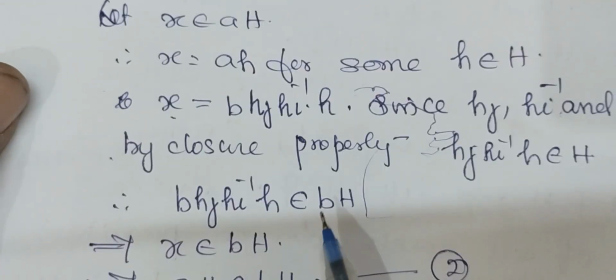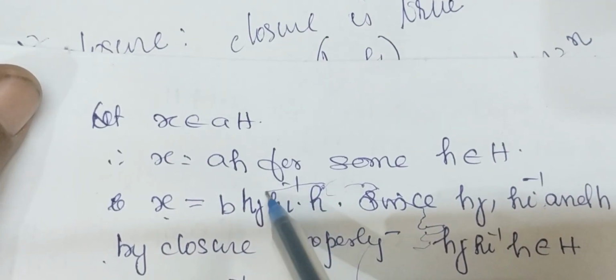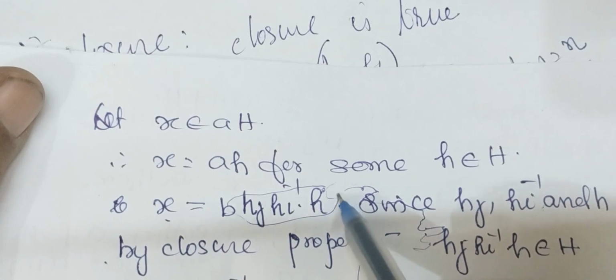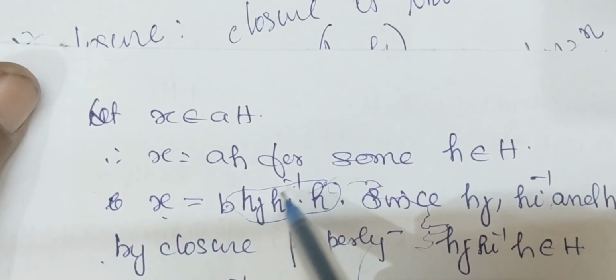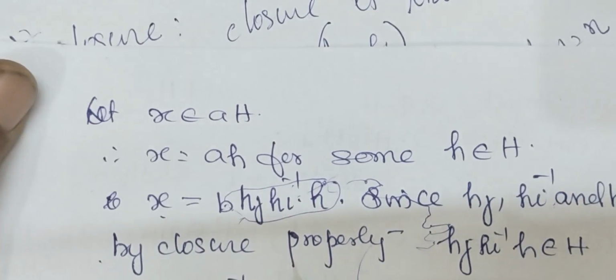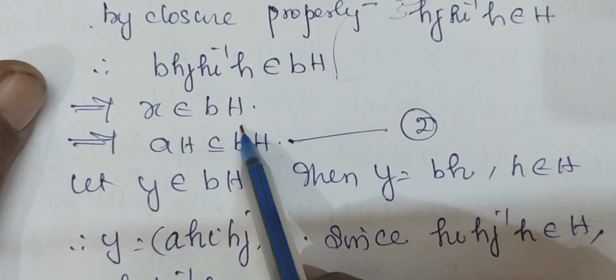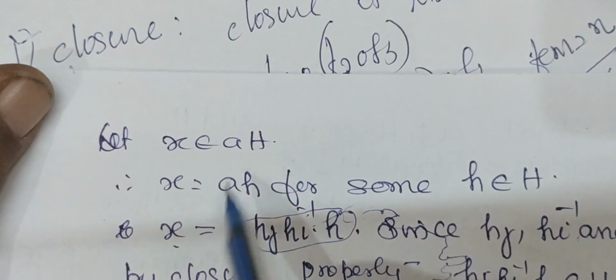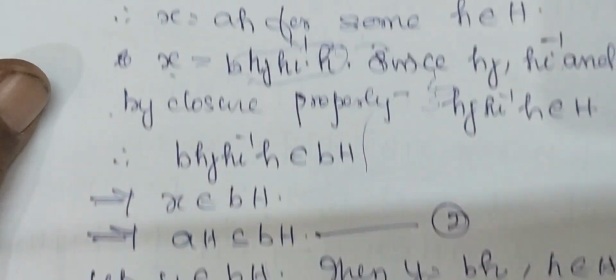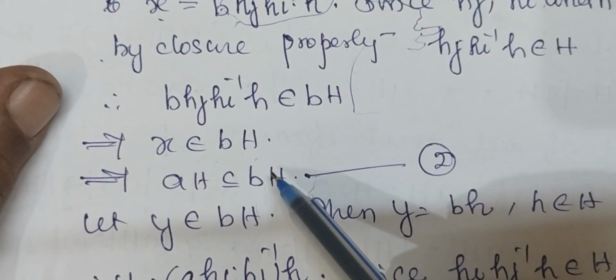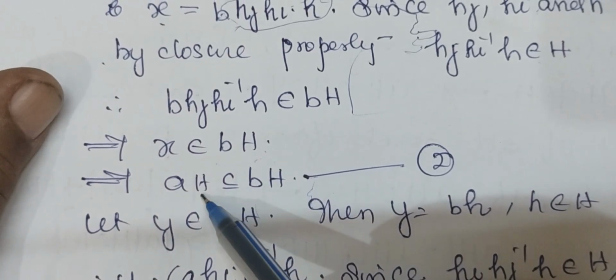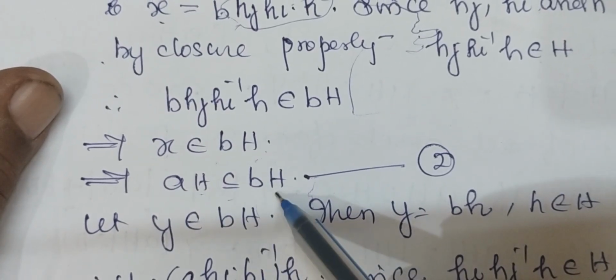That means this whole thing belongs to H. So it is some b into some h, that means x belongs to bH. Therefore x belongs to bH. Already x is taken from aH. Now that same x belongs to bH implies aH is contained in, or a subset of, bH.